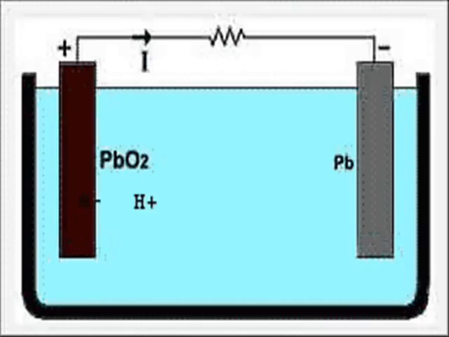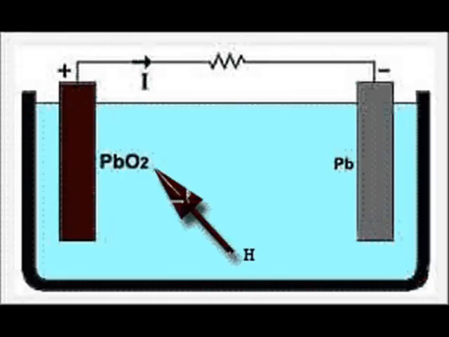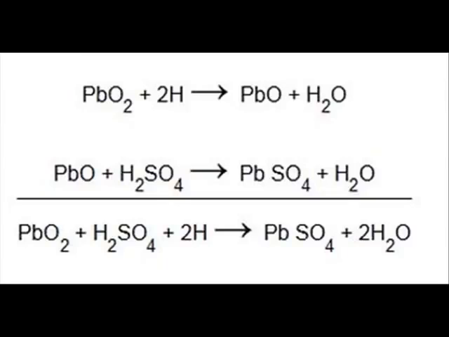When the hydrogen ions reach the lead peroxide plate, they receive electrons from it and become hydrogen atoms, which again attack lead peroxide and form lead oxide and water. This lead oxide reacts with sulfuric acid and forms lead sulfate and water.